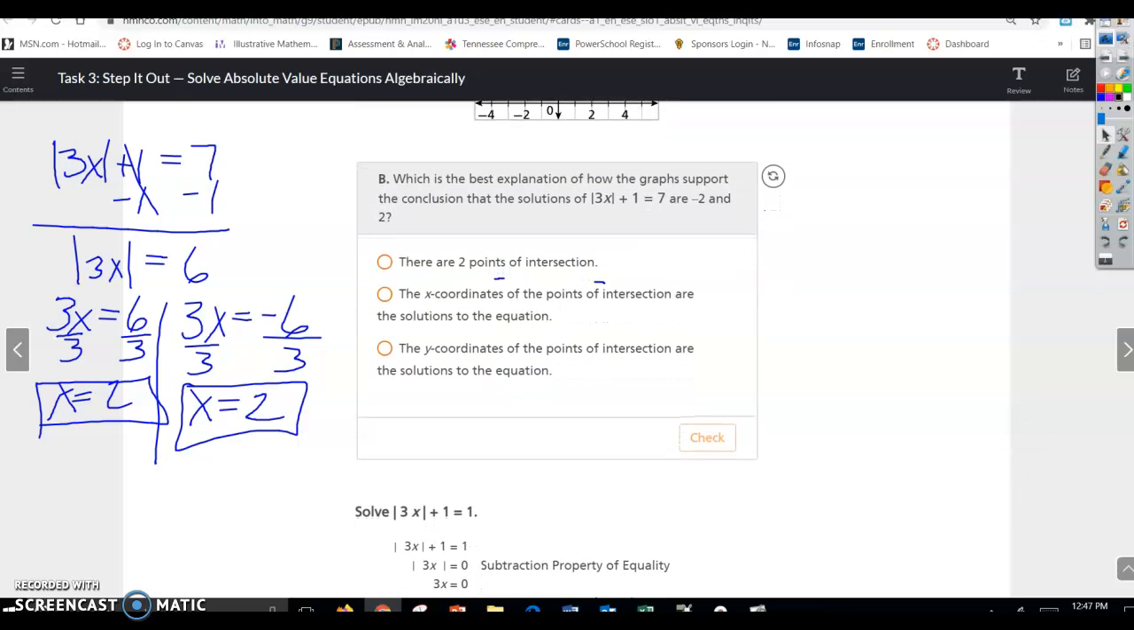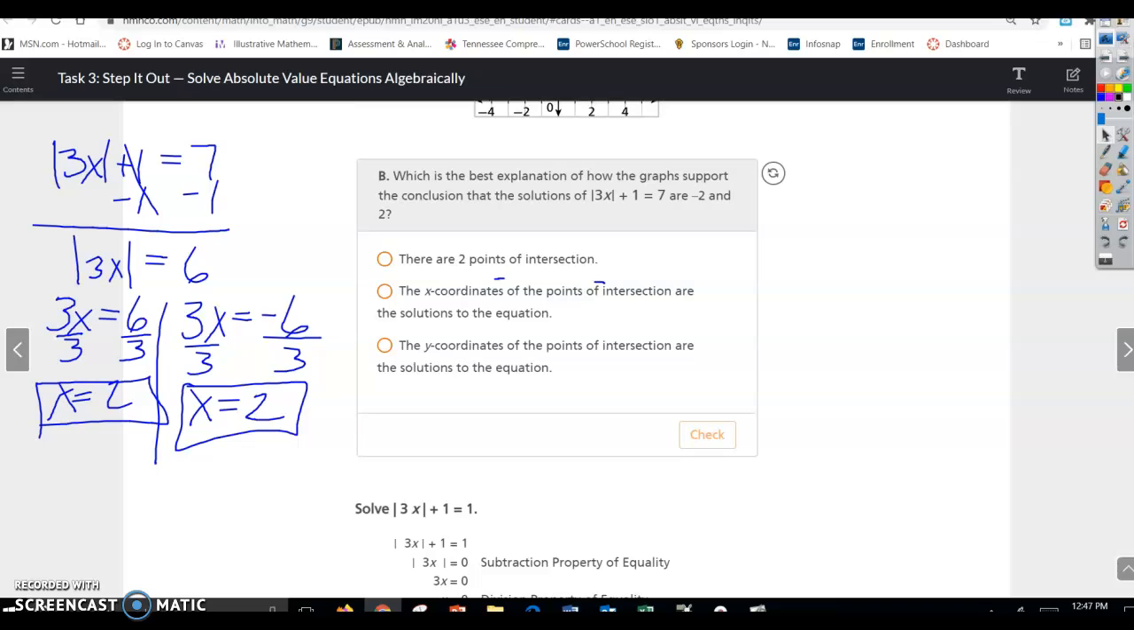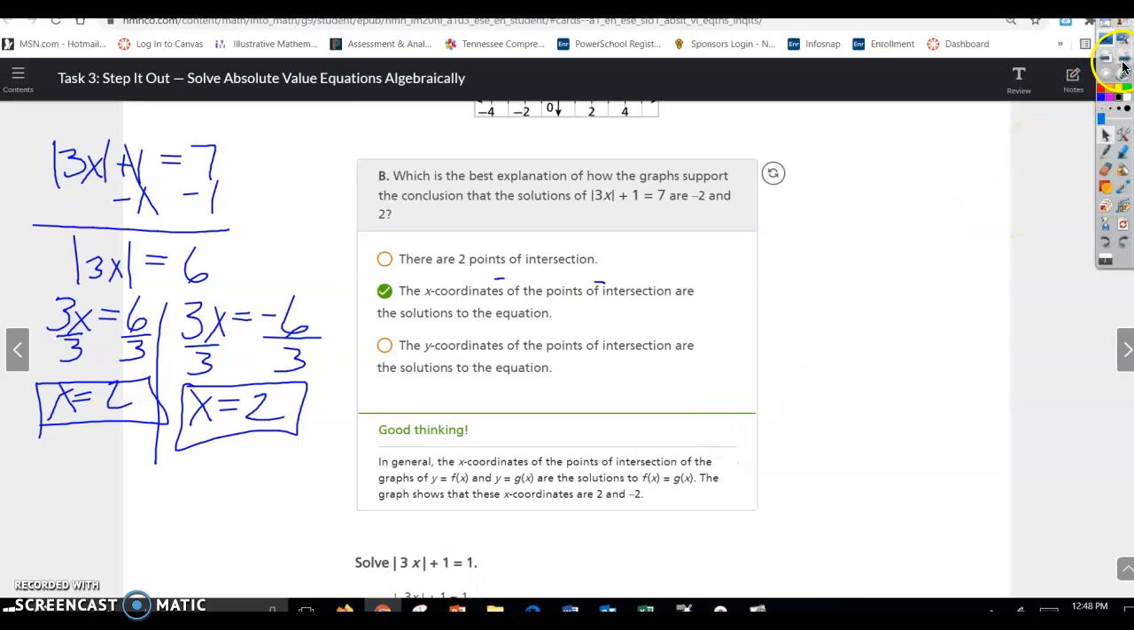All right, so which is the best explanation of how the graphs support the conclusion of the solution? The solutions of absolute value of 3x plus 1 equals 7 are negative 2 and 2. All right, so there are 2 points of intersection. The x-coordinates of the points of intersection are the solutions. All right, so the best explanation is that the x-coordinates are the solutions.